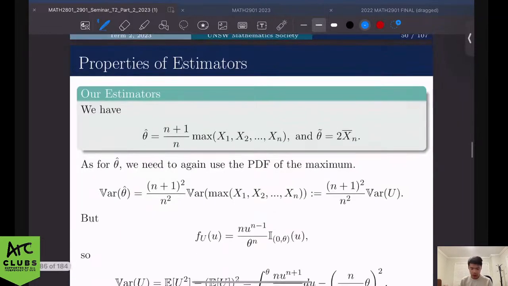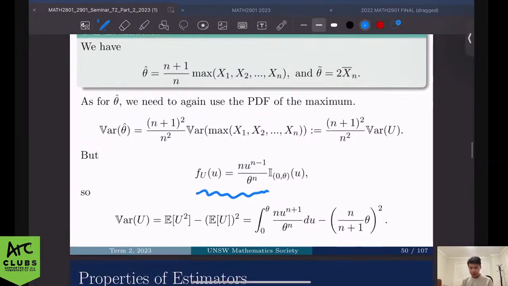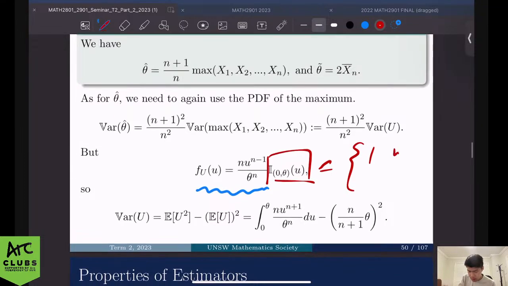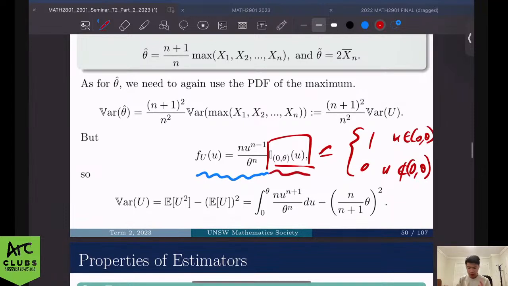So remember, u had this little thing. If you're worried about what this thing is, it's another indicator function. So it's equal to 1 or 0. It's equal to 1 if u is in that interval. So if u is between 0 and theta, and 0 if not. Alright, so basically what this is saying is that this is only non-zero between 0 and theta, otherwise it's just 0, okay?